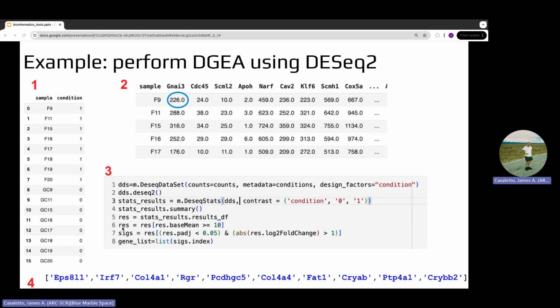For example, in step 6 here in part 3, we're only considering the results of genes whose mean is at least 10. And then in line 7, we're looking at the significant results. And by significant results, we mean your adjusted p-value is less than 0.05, and the absolute value of your log 2 fold change is greater than 1. And that's how we get our gene list in this case.